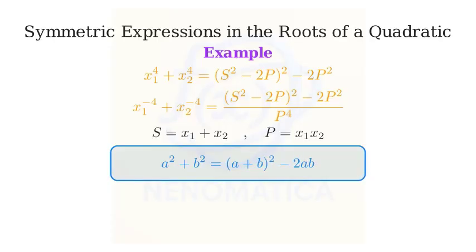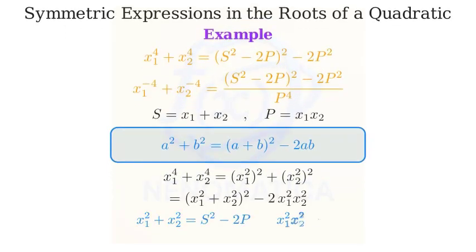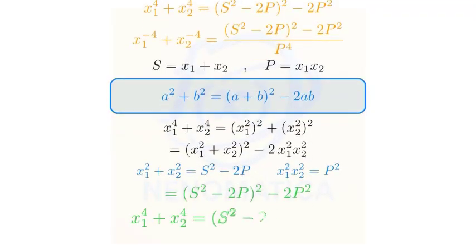Step 1. We start from x1 to the fourth plus x2 to the fourth. View it as the sum of the squares of x1 squared and x2 squared. Apply the identity a squared plus b squared equals the square of a plus b minus 2ab. Now reduce each symmetric piece using s and p. x1 squared plus x2 squared equals s squared minus 2p, and x1 squared times x2 squared equals p squared. This gives the first result.